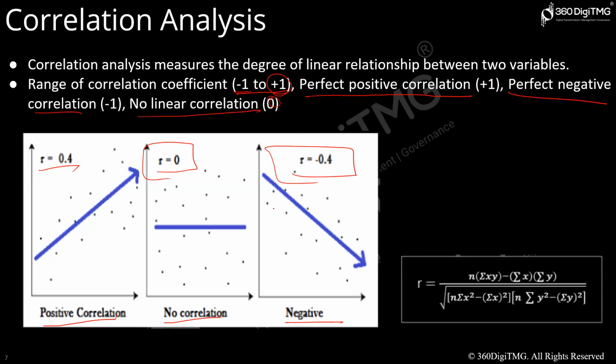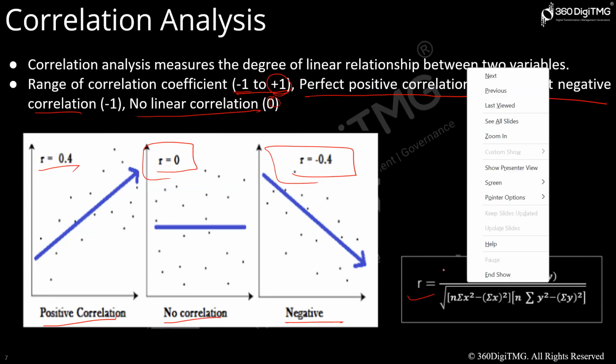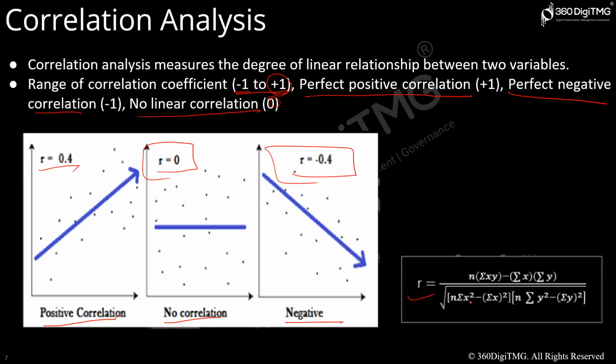Now, for this, we have a simple formula which is very simple to understand. N summation xy minus summation x summation y, divided by root of n summation x square minus summation x whole square, n summation y square minus summation y whole square. So this is mathematically how it is done.